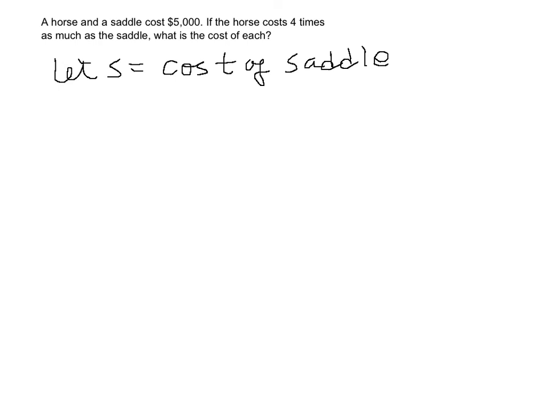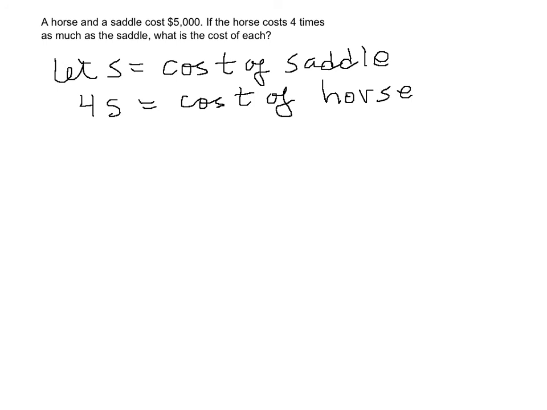Alright, this will be the last one that we'll look at, and we need to read it a couple times. And so what we figure out is the horse is 4 times as much as the saddle. So let's do this. Let's let S equal the cost of the saddle. That's why I chose S. And the horse is 4 times. So 4S equals the cost of the horse.